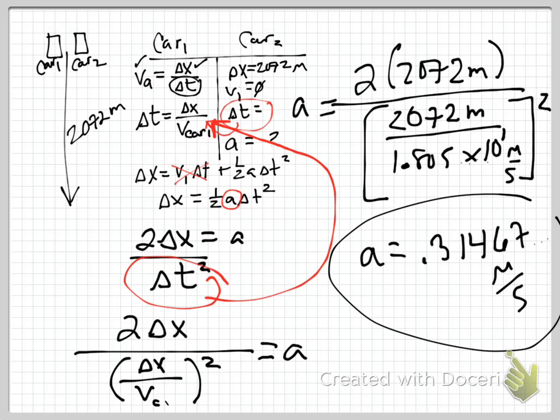Okay, so you get an acceleration of 0.31467 meters per second squared. It's not that big an acceleration. And what your book does is prove, so they basically need to have an acceleration greater than that by anything. So, that plus 0.5 meters per second squared. And they beat the other car.